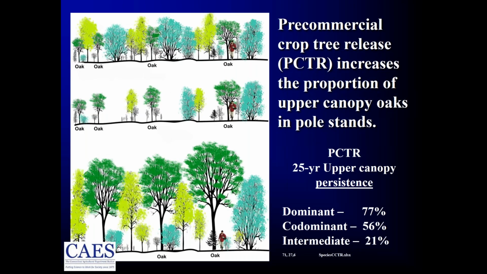But if you go out there and do pre-commercial crop tree release, and we've got a couple of papers in Forest Ecology and Management and a Canadian Journal, if you just give those oaks full canopy release just once, you can increase the percentage of the originally codominant trees that are going to stay in the upper canopy from 27 to 56%. You can double the proportion of those trees that are going to stay in the upper canopy.